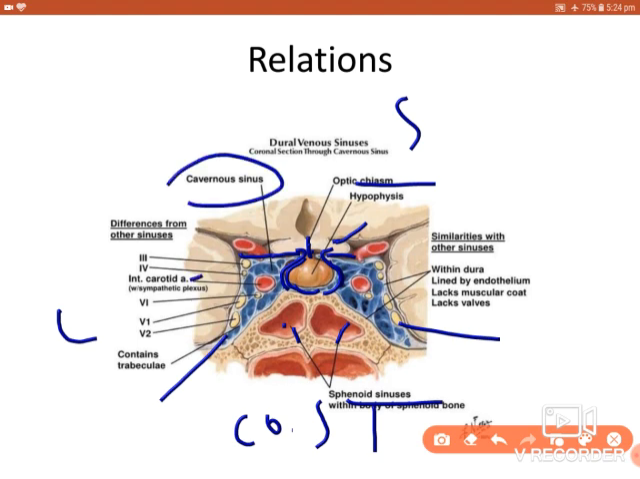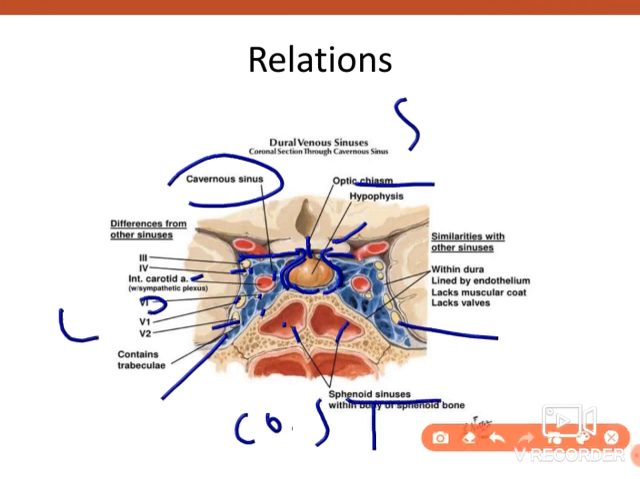It contains the internal carotid artery, then the oculomotor and trochlear nerves, then the ophthalmic and maxillary divisions of the trigeminal nerve. In addition, you can see the abducens nerve. These are cranial nerves, and also the sympathetic nerve plexus. That forms the lateral relations.